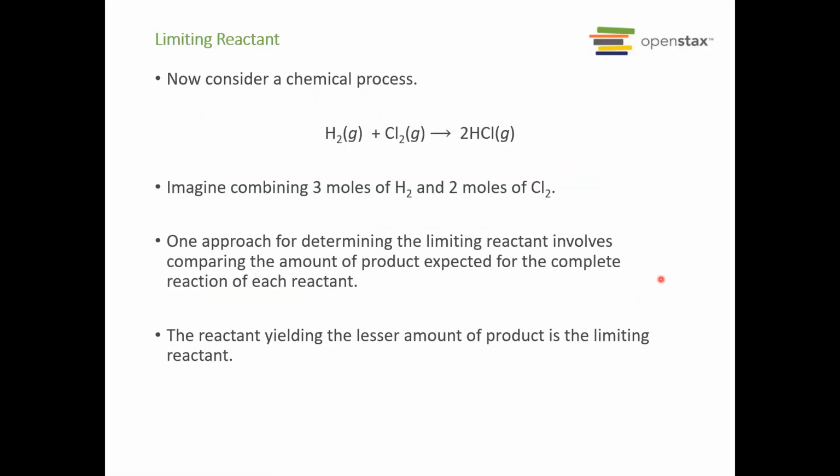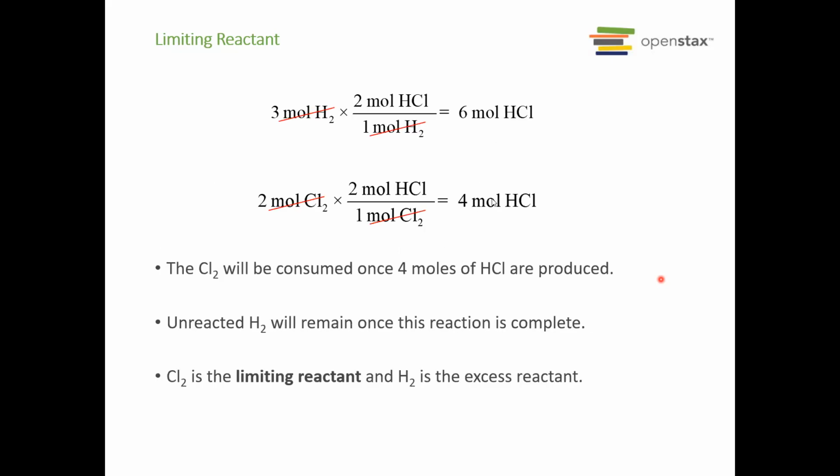And if we think about a chemical reaction now, we've got the balanced chemical equation for the reaction of hydrogen and chlorine to produce hydrogen chloride. And we can see 1 mole of hydrogen plus 1 mole of chlorine gives us 2 moles of hydrogen chloride. So if we had 3 moles of hydrogen and 2 moles of chlorine, and we think about the mole to mole ratio, what we can do is figure out, based on both of those reactants, how much product we could possibly produce.